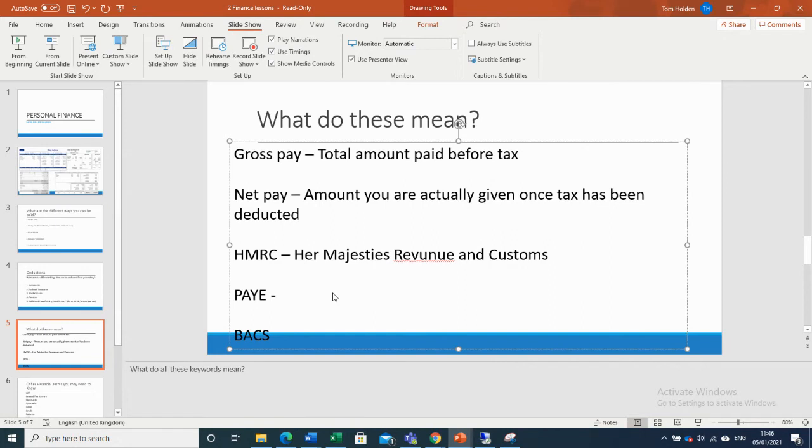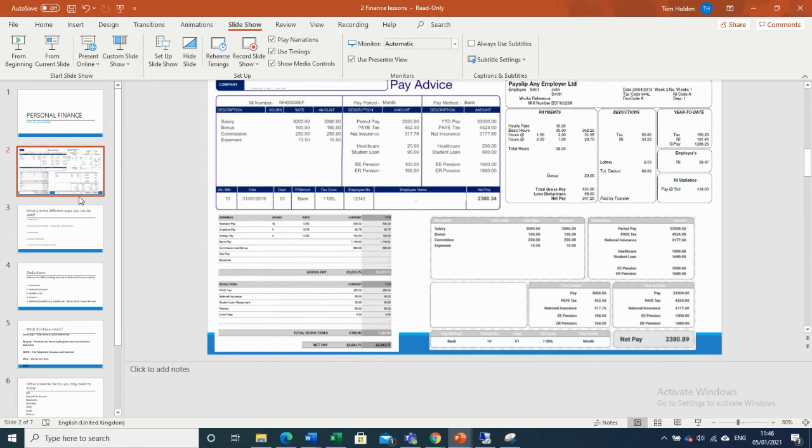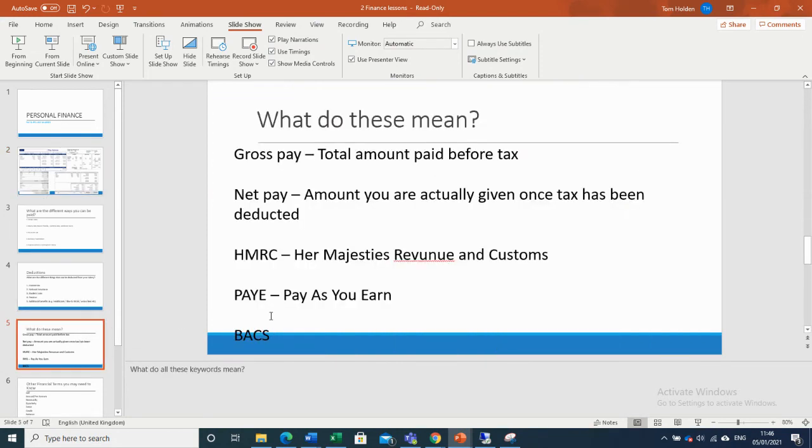The reason I said that is because PAYE stands for Pay As You Earn, and that's run by Her Majesty's Revenue and Customs, HMRC, and it's basically a way that employers pay your salary. Okay, so it's a system they use to pay your salary. So all the taxes and deductions and all that sort of stuff goes through PAYE, and those pay slips that we looked at earlier are standard PAYE pay slips.